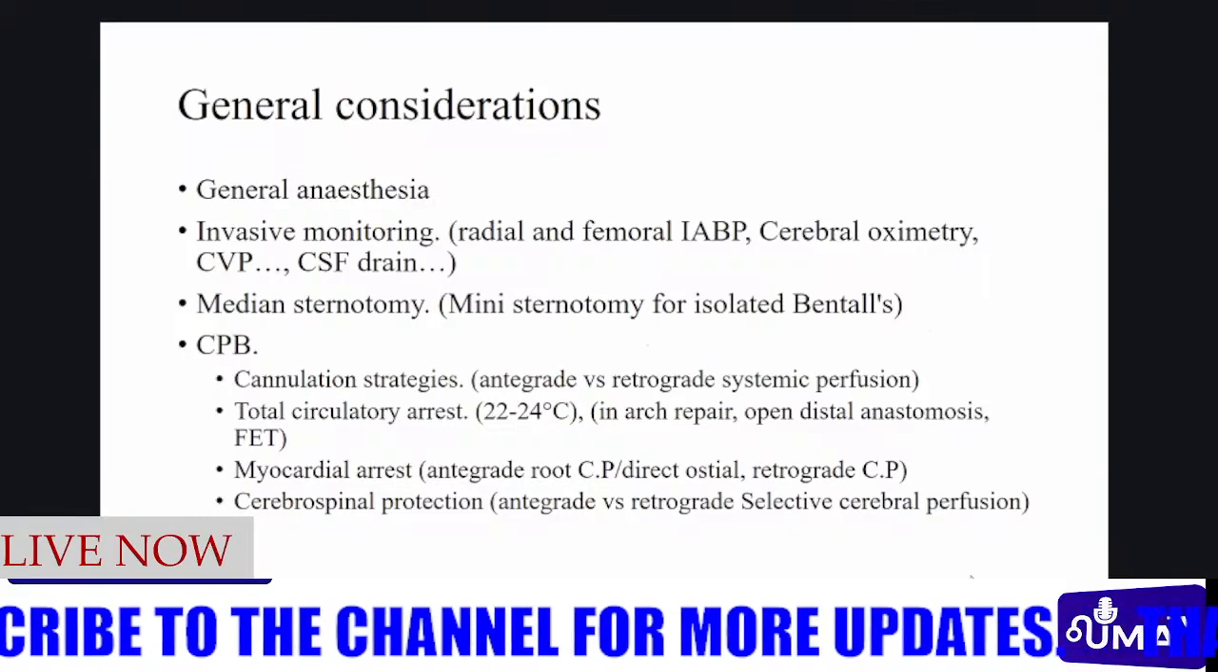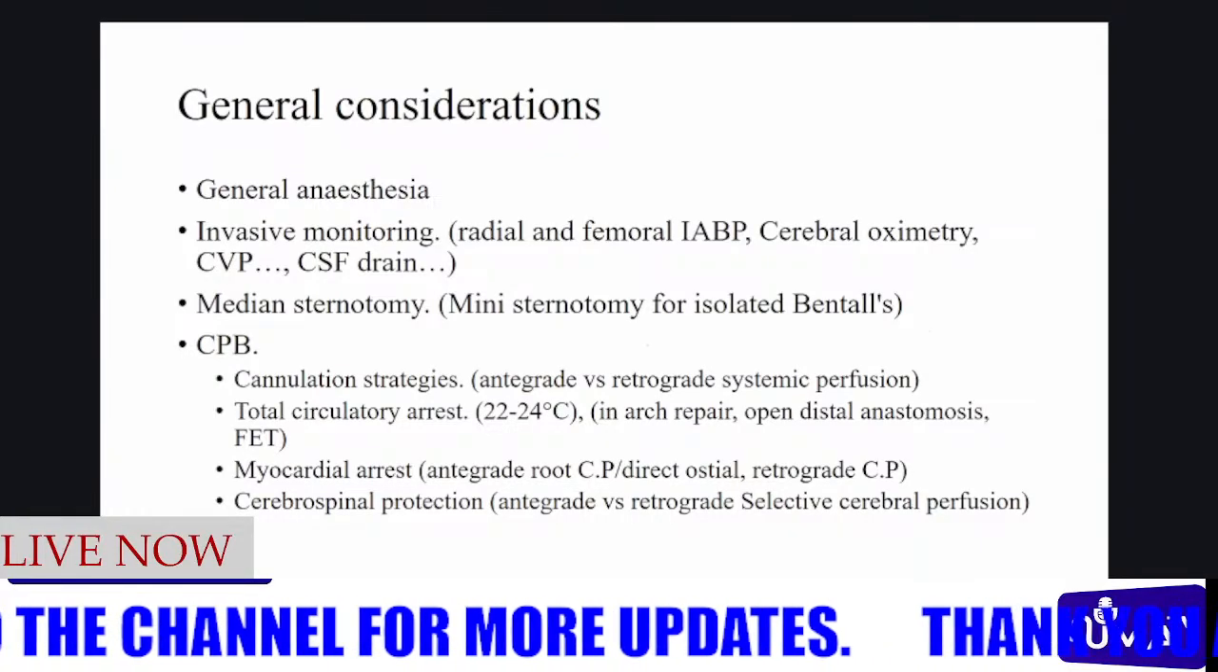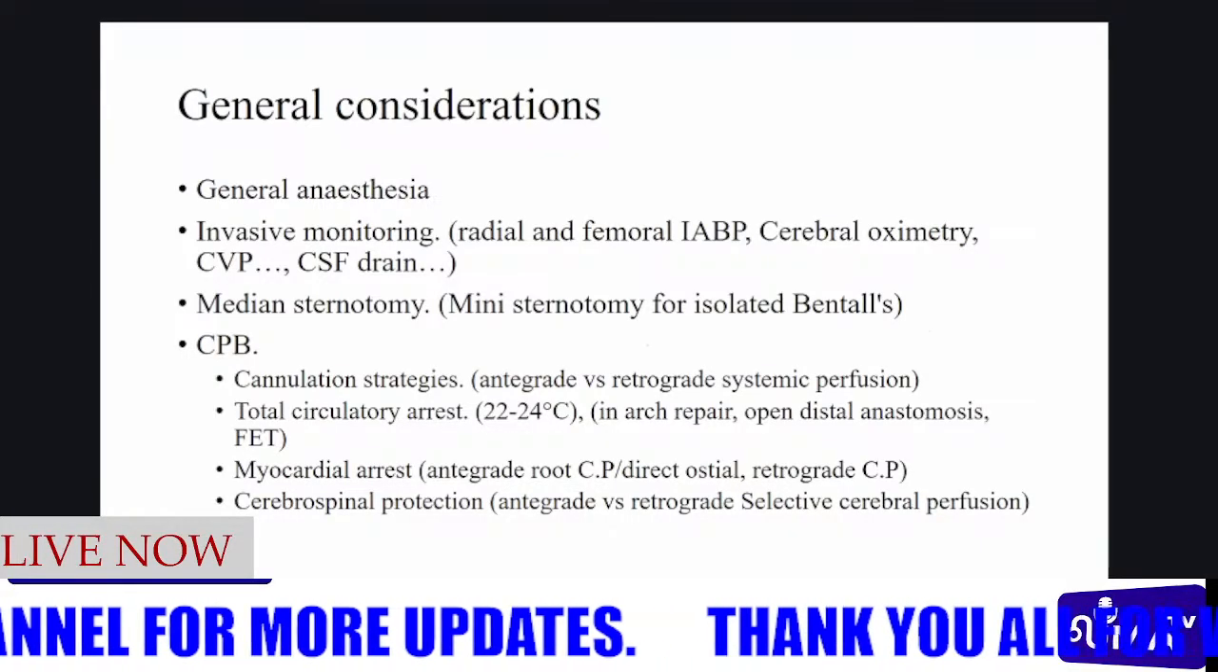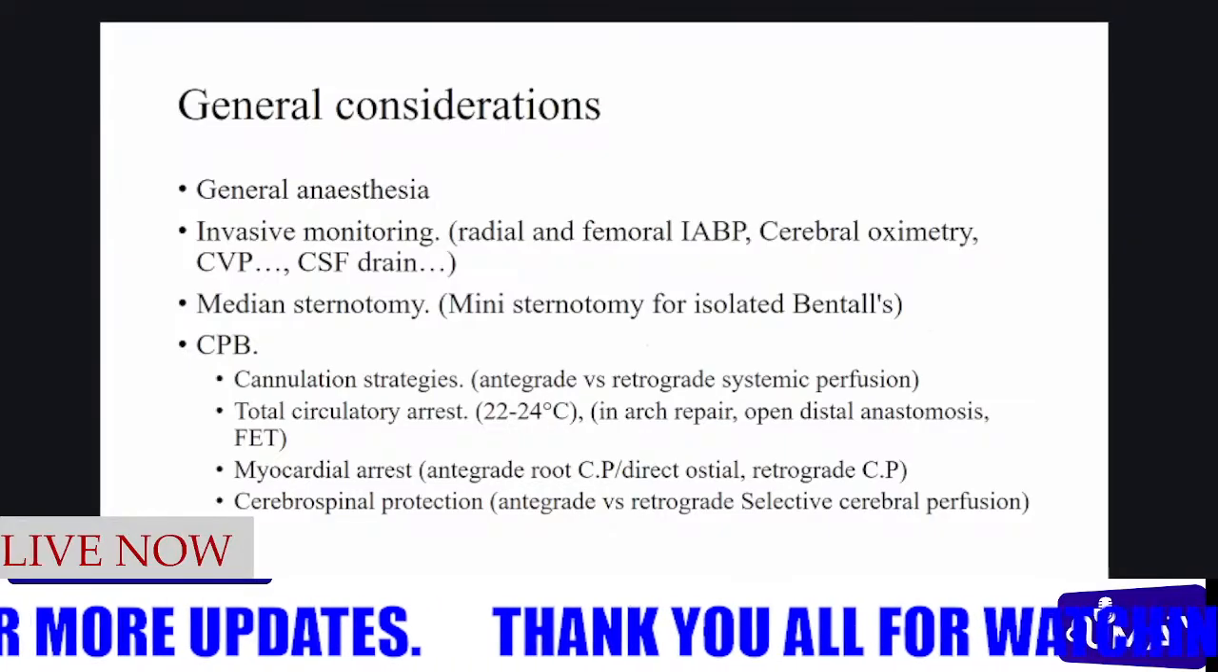Now, this is where things become a little bit complicated. I'm going to try to simplify them.